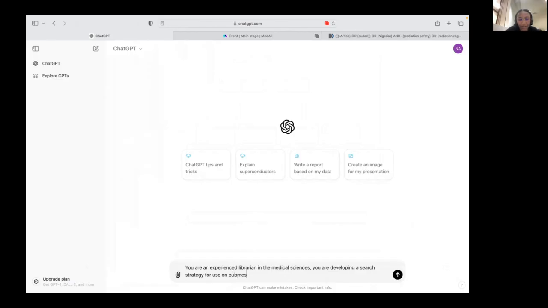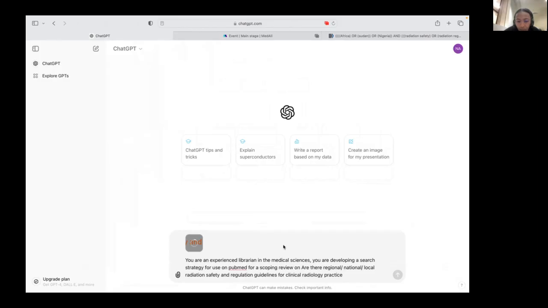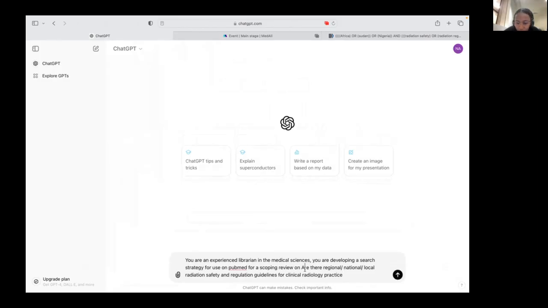And the more details that you can put in the prompt, the better. So this is for a scoping review on, I think maybe, a snapshot of regional and national radiological safety guidelines in Africa.